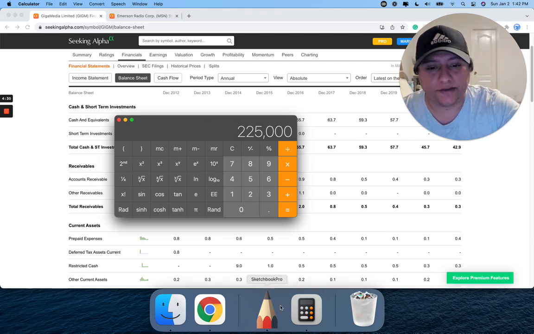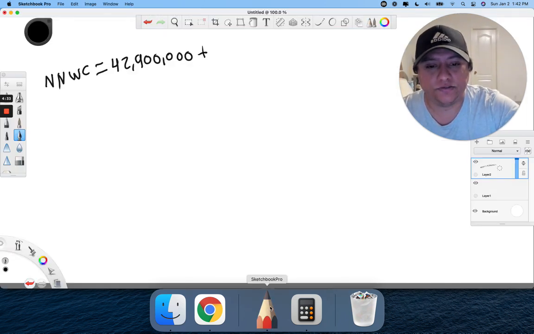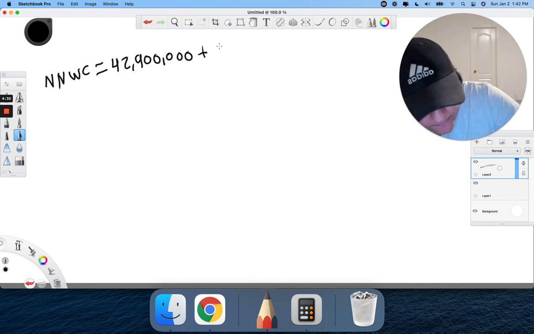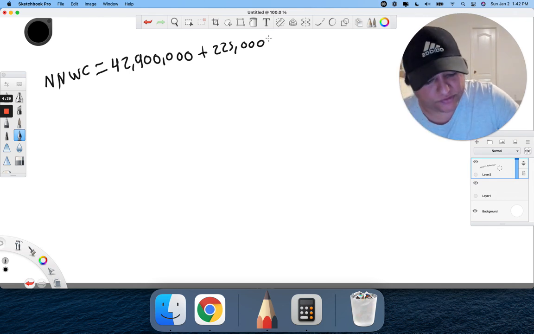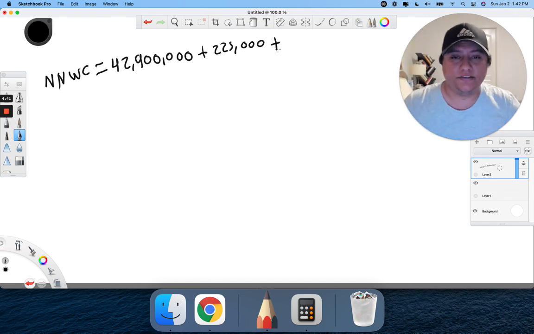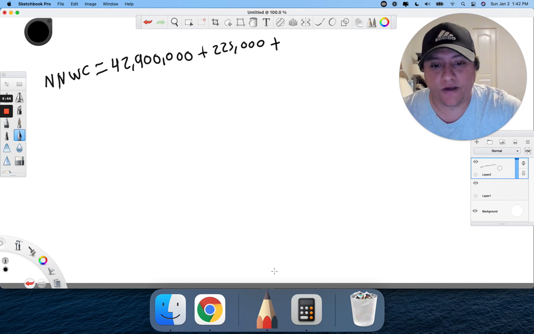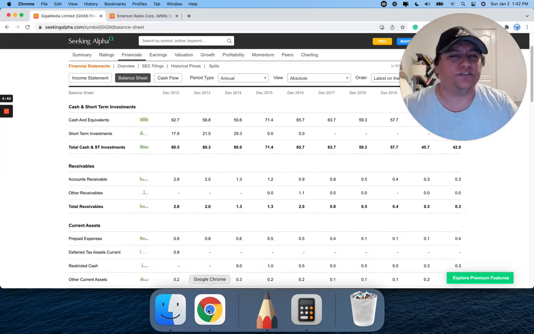So we're going to add that here. Let's go back to here. Plus 225,000, plus, and this is half of inventory, so 0.5. I usually just divide. It's easier, same thing.